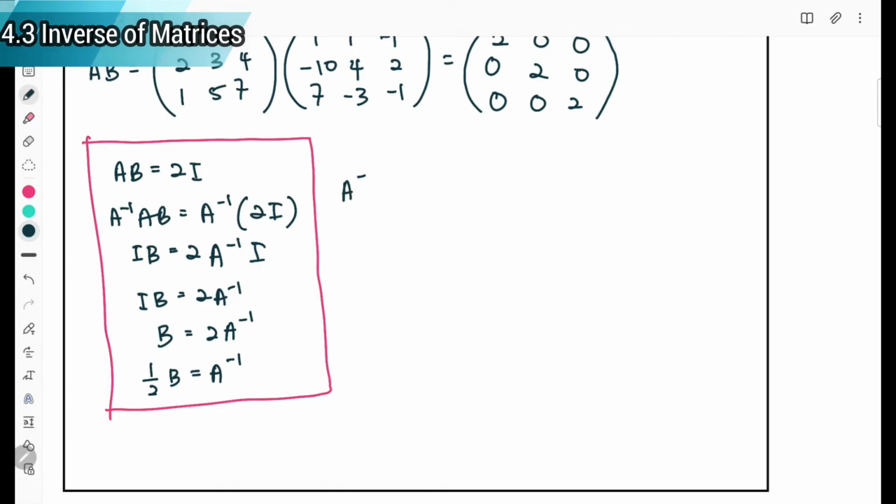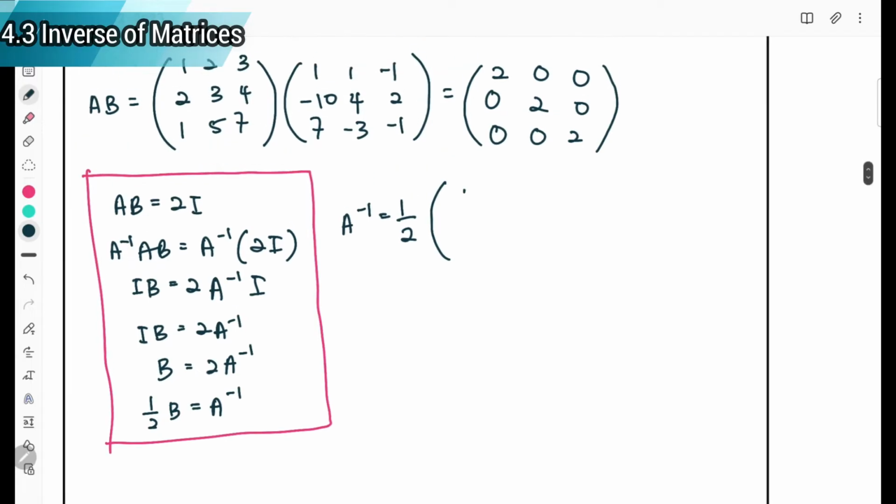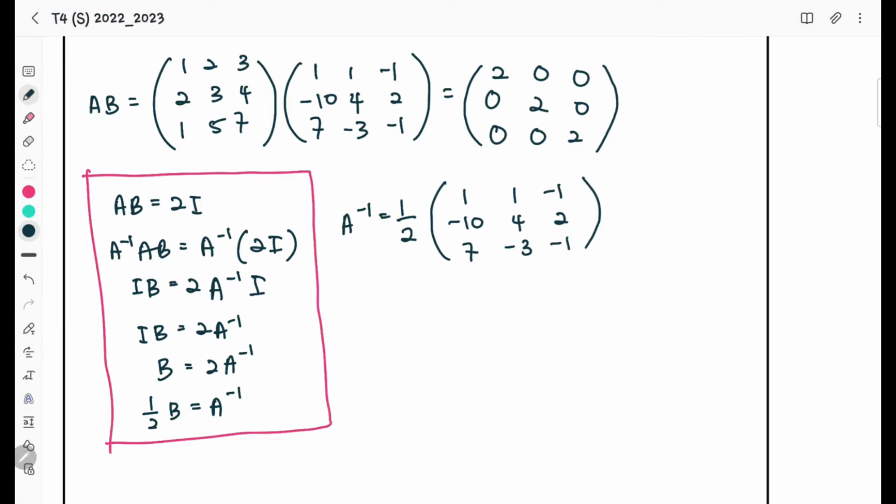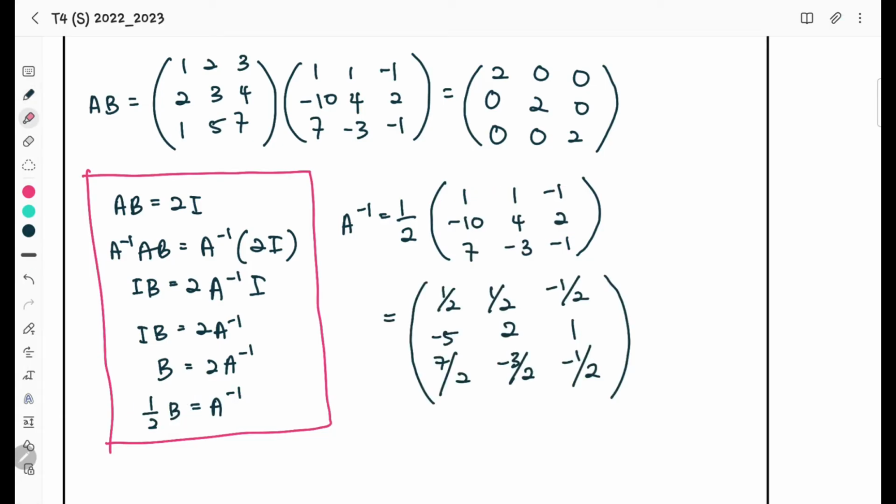So A inverse is equal to 1/2 times 1, -1, -10, 4, 2, 7, -3, -1. Okay, I'm using this fact, this one right here. I just substitute B, the matrix B. So multiply everything by 1/2. This is what you get. Okay, so that's the inverse of A.